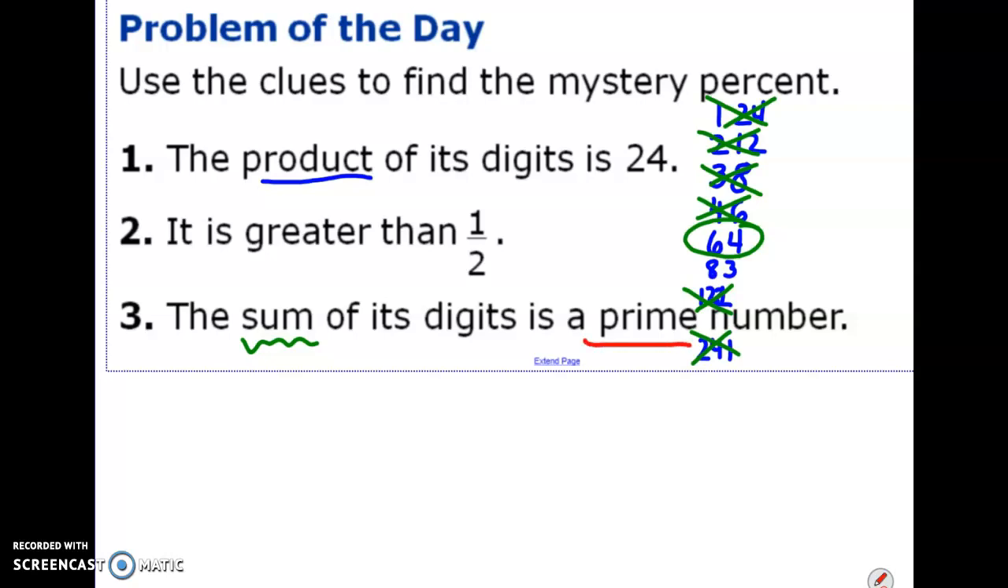Well, let me think. A prime number only has factors of 1 and itself. 10 has more than that, there we go. 64, the sum is 10. Well, I could do 2 times 5, and 1 times 10. So 64 does not work. 83 was my answer for that problem.